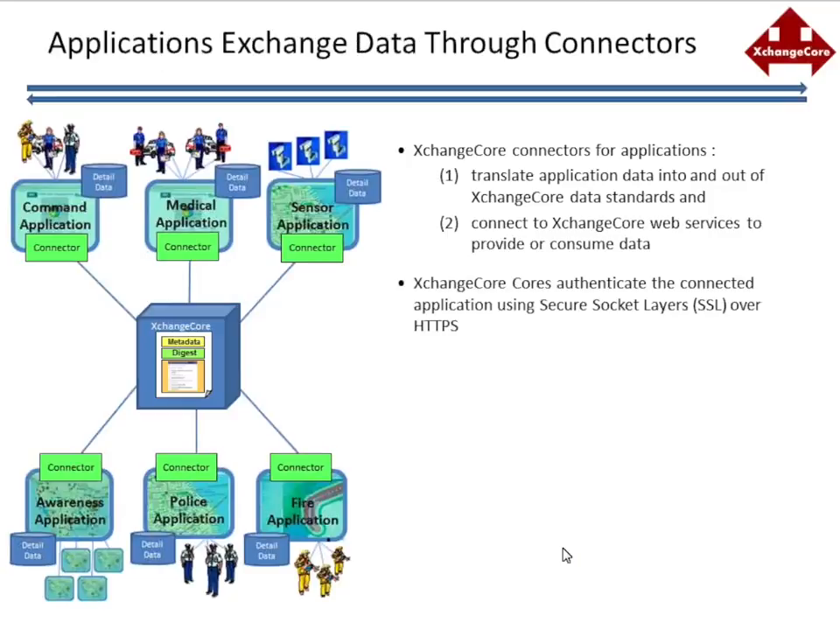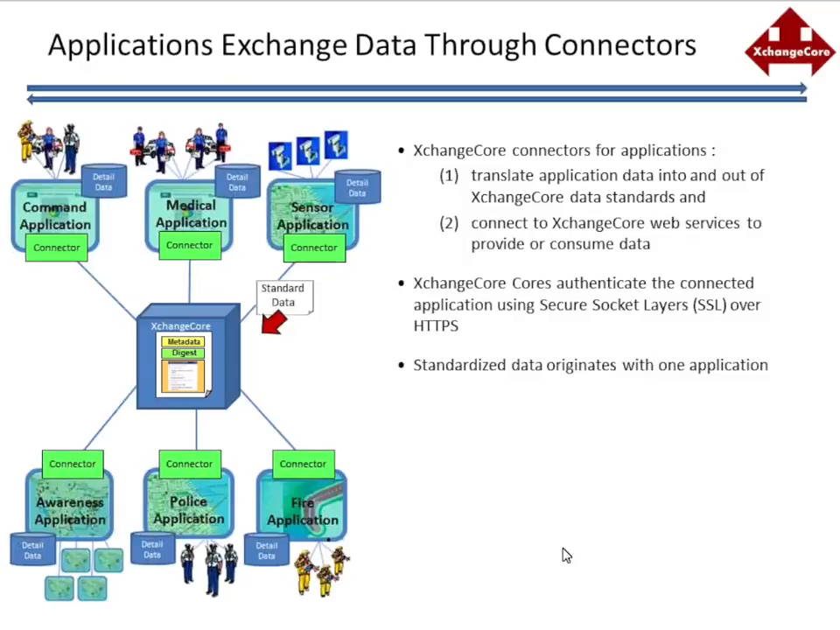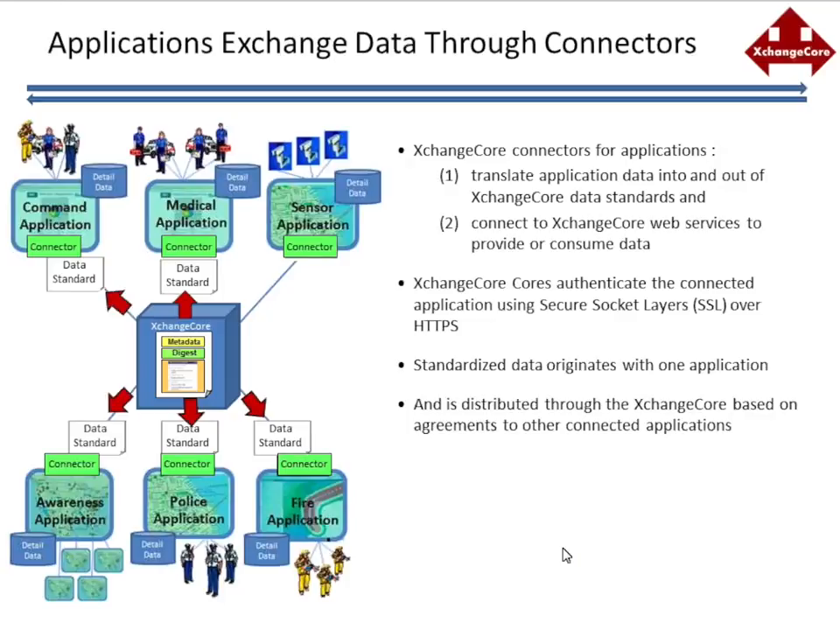So once that's set up, then you can connect to an XchangeCore. You're authenticated against that XchangeCore using SSL over HTTPS. Again, we're authenticating you against the local LDAP with usernames and passwords. So standardized data then originates from the application after it passes through the connector, goes into XchangeCore, and then in accordance with various information sharing rules, it's passed on to other applications through their connectors.